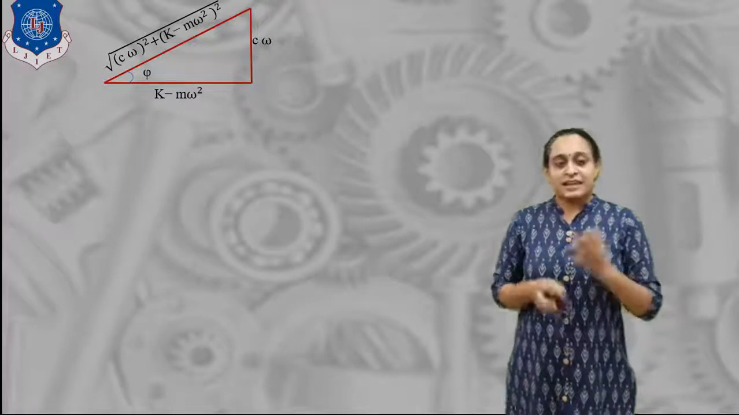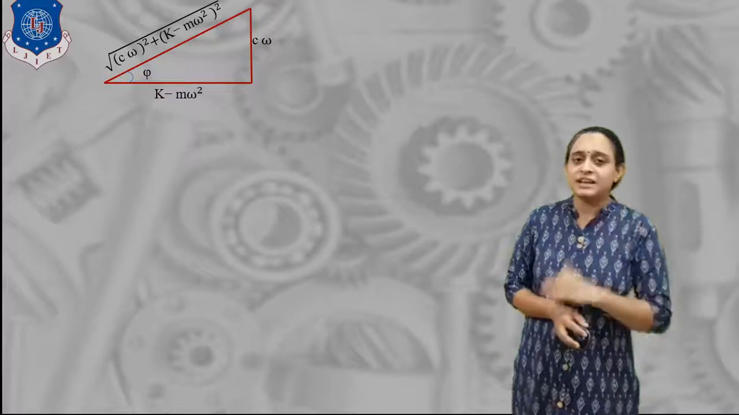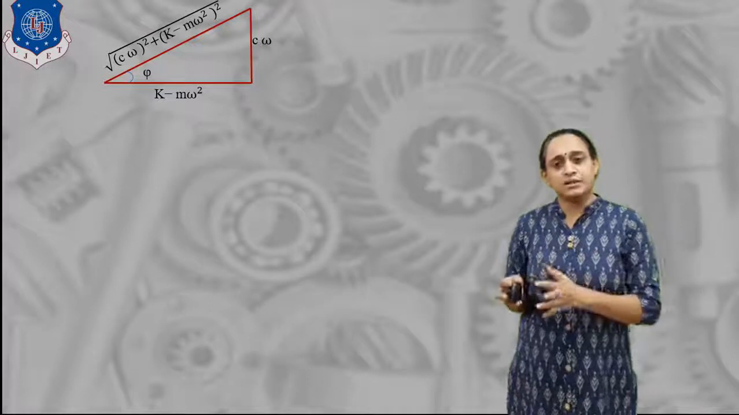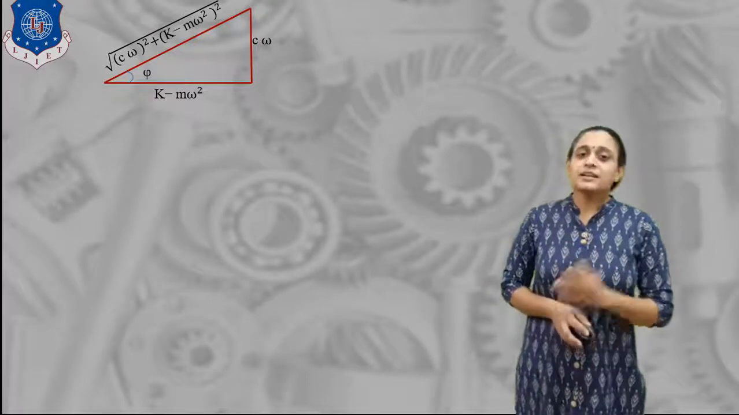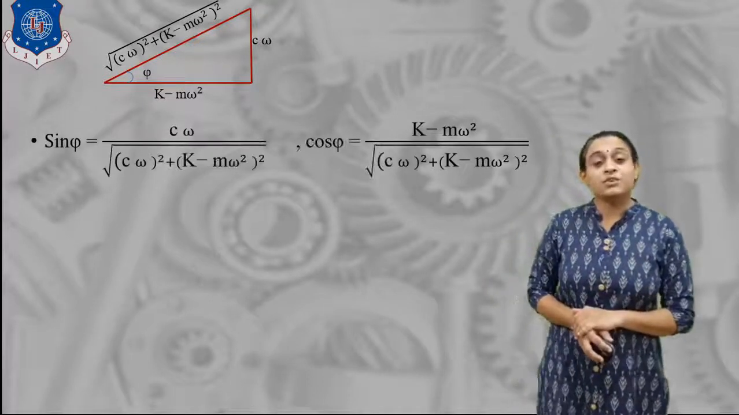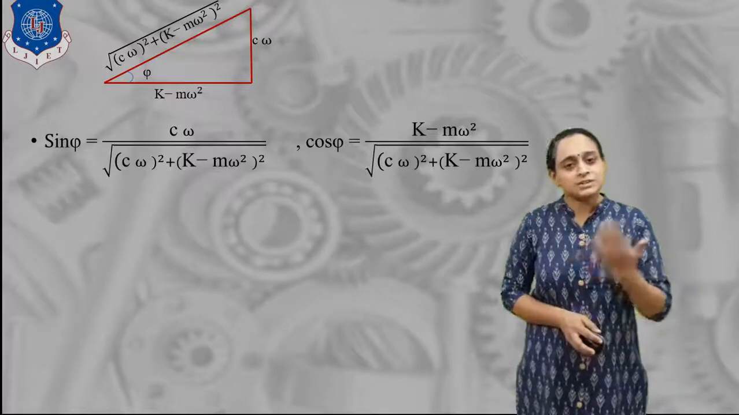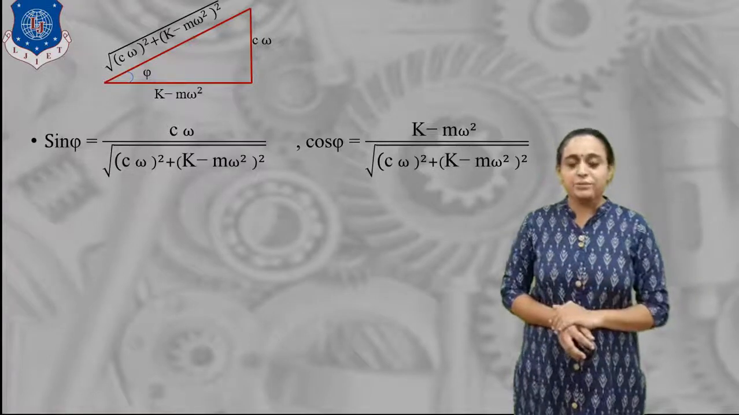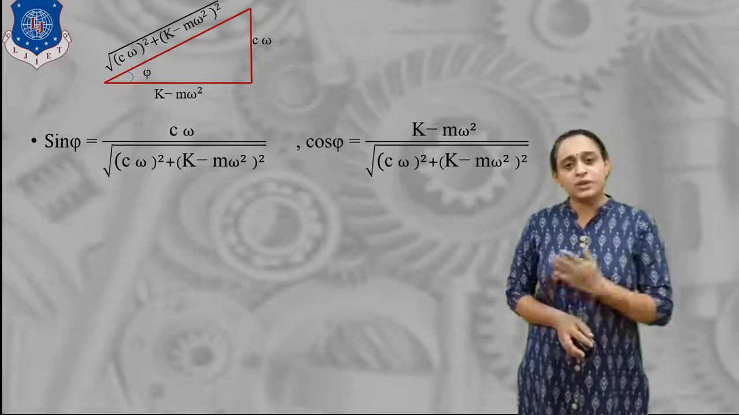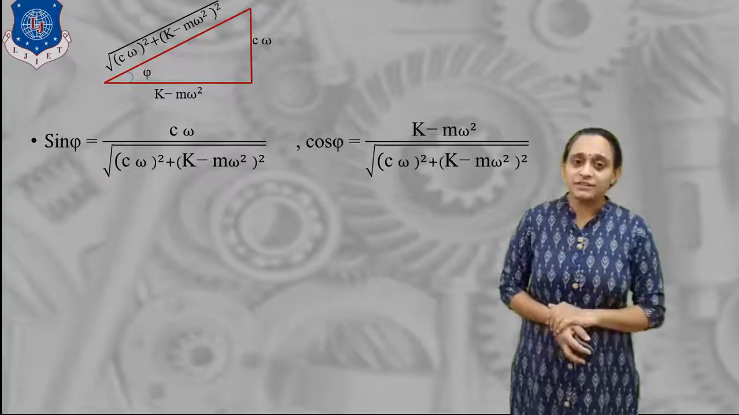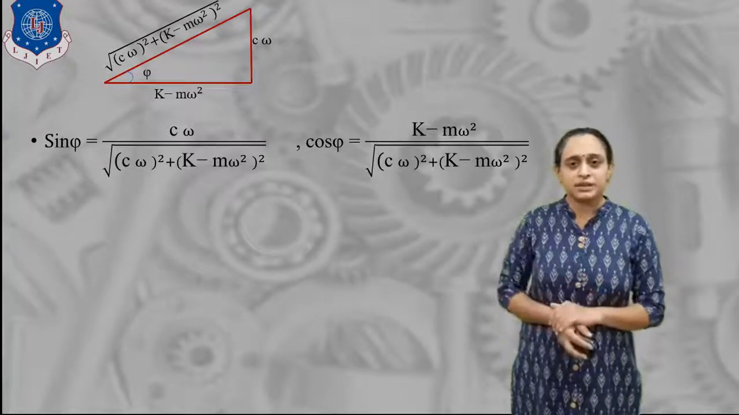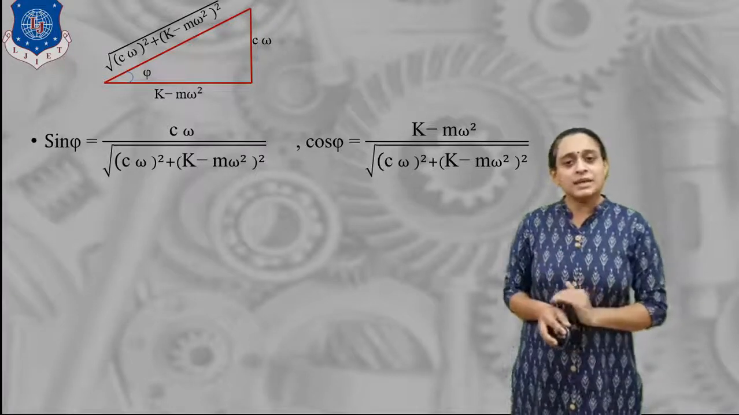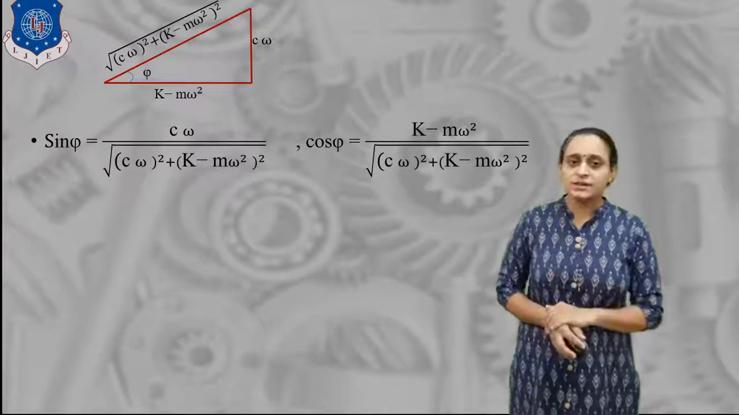Okay. Now as you see in this diagram, what should be the hypotenuse? It is the root of C omega whole square plus K minus m omega square whole square. Okay. Now from this diagram, what we will get? Sin phi is equal to C omega upon the root, and what is the root value? C omega whole square plus K minus m omega square whole square. What should be the cos phi value? So it is K minus m omega square upon under root of C omega whole square plus K minus m omega square whole square. Okay.